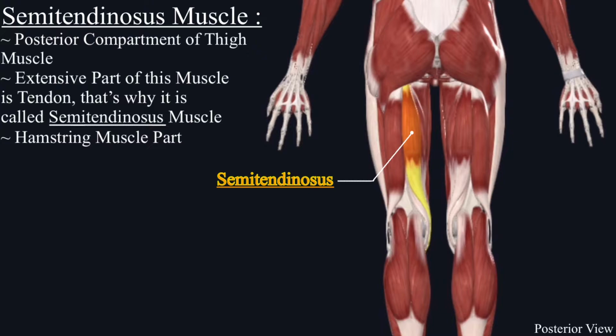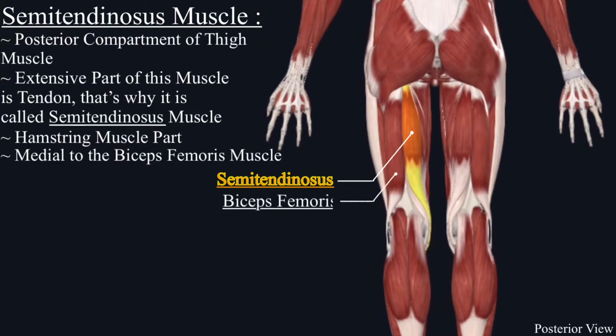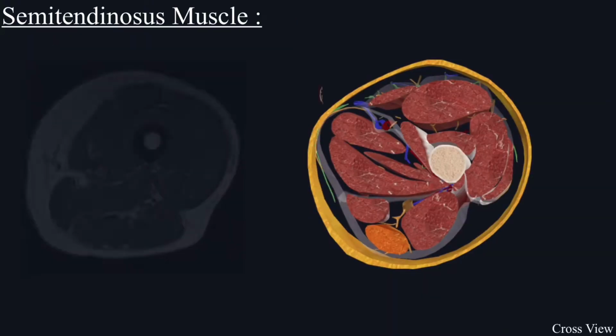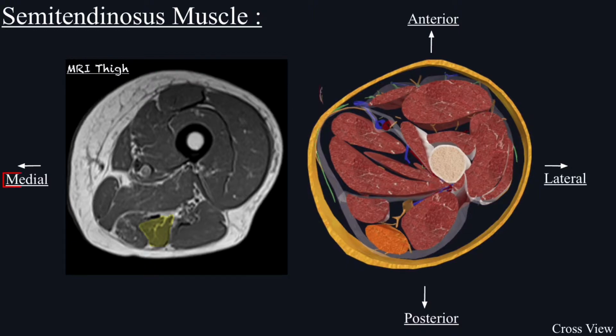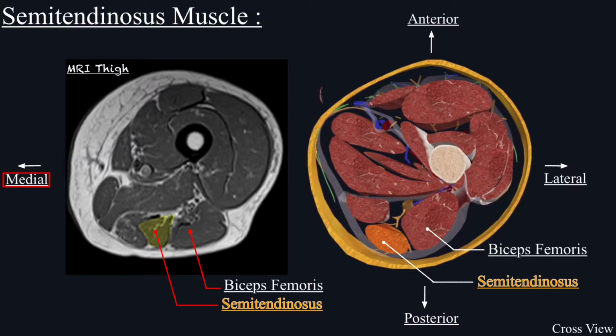In the posterior compartment, it is medial in position to the biceps femoris muscle. In cross-section view, you can appreciate the medial position of semitendinosus muscle compared to the biceps femoris muscle.